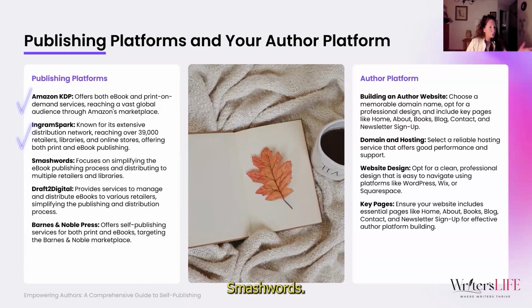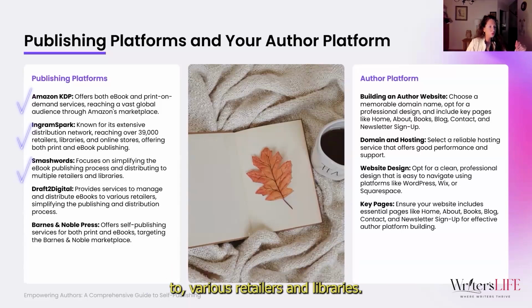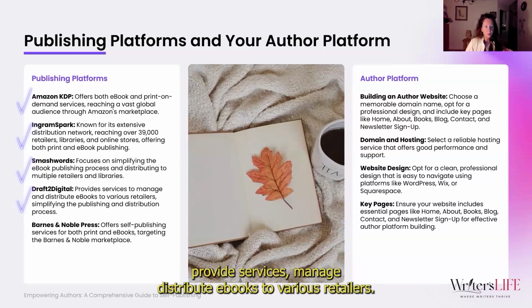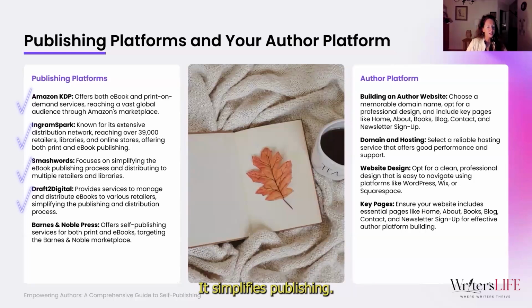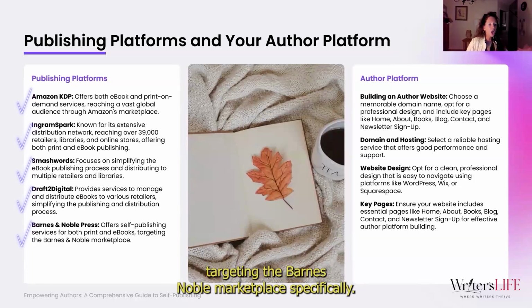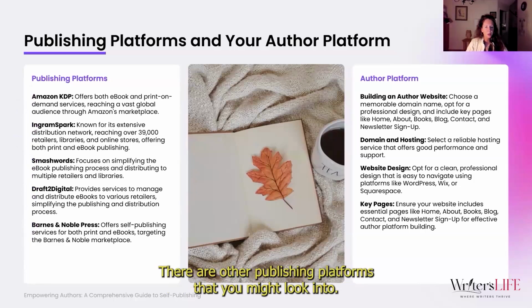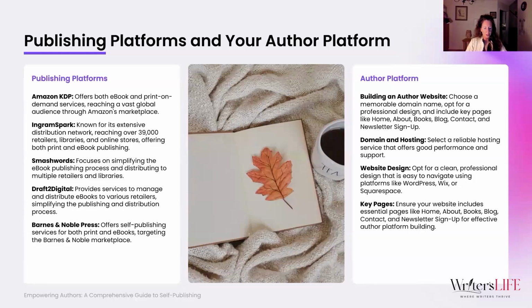Smashwords, I'm not really familiar with Smashwords. It's just another option for ebook publishing and distribution to various retailers and libraries. Draft to Digital, again, provides services to manage and distribute ebooks to various retailers. It simplifies publishing. It's a pretty well-known, pretty popular platform. And then finally, Barnes & Noble Press offers self-publishing services for both print and ebooks, targeting the Barnes & Noble marketplace specifically. And those are just 5 examples. There are other publishing platforms that you might look into. And again, in the workbook, there are links and some additional information about those platforms.